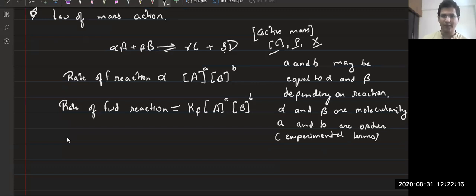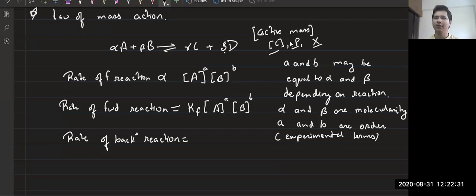Tell me what would be the rate of backward reaction? Again, active mass is just a term. It's just a quantity which will change. In a reaction, what will change? Either concentration will change or pressure will change. Yes or no? So I just coined that term as active mass. As simple as that.